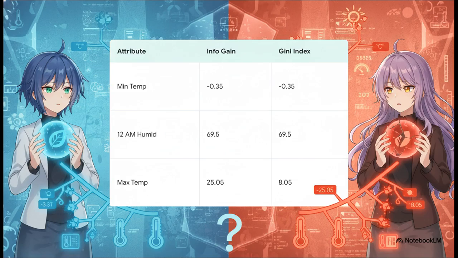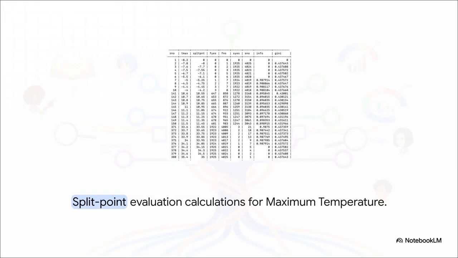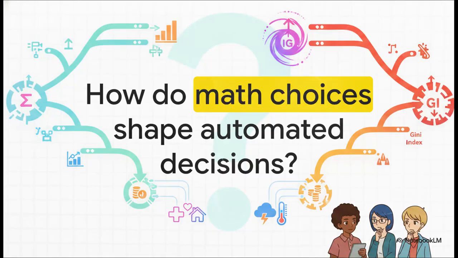Information gain determined the optimal split was 25.5 degrees, but the Gini index, looking at the exact same data, said no, it's 8.05 degrees. You can see it right here in the direct dataset calculations. Out of 379 possible split points for maximum temperature, information gain favored row 286, which gives us that 25.05 degree threshold. The Gini index favored a completely different midpoint of 8.05 degrees. Guys, this wasn't just some minor rounding error. It was a massive structural disagreement that actually forced data scientists to manually step in and choose a winner to build their predictive model.